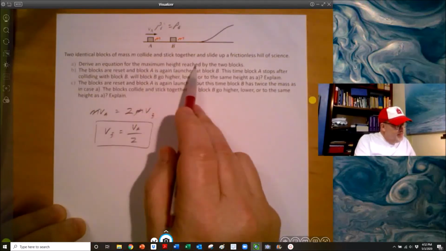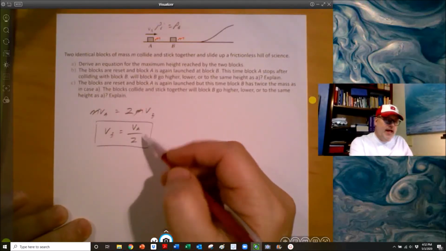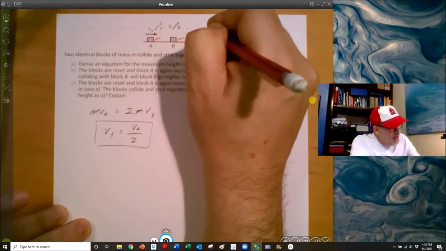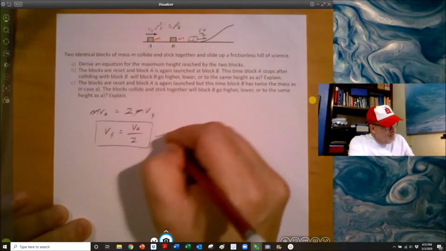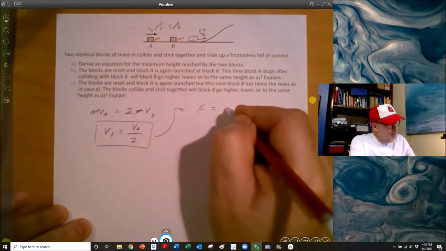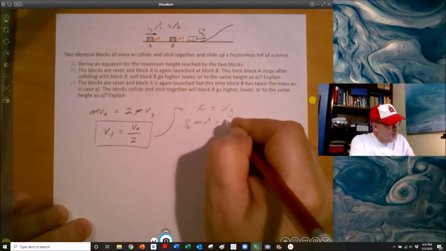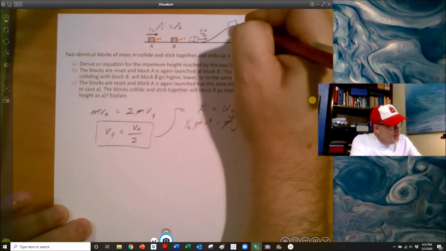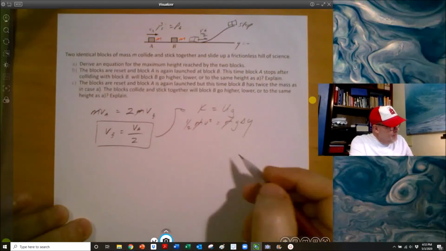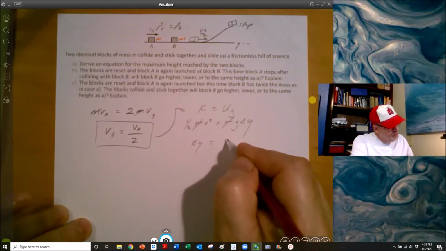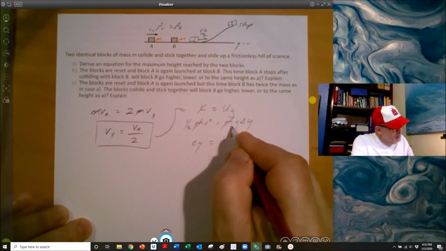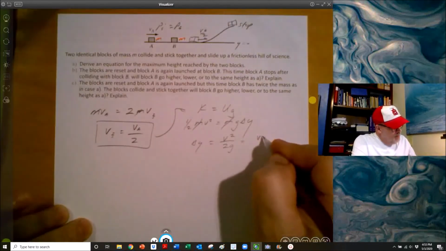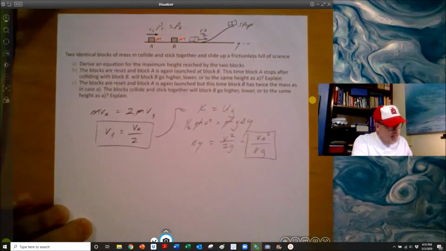Derive an expression for the maximum height reached by the 2 blocks. Well, now that I know the velocity that they leave with, so here they are moving together with a velocity of v A divided by 2, I can find the height by using conservation of energy. The kinetic energy will equal the gravitational potential, so 1/2 m v squared equals m g delta y in this case, because we're starting from 0 height here, and when we get up here, we'll stop. And the masses cancel, so that means delta y equals v squared over 2g, all right? And our v is this, so that would be v A squared over 8g, and that is our height.